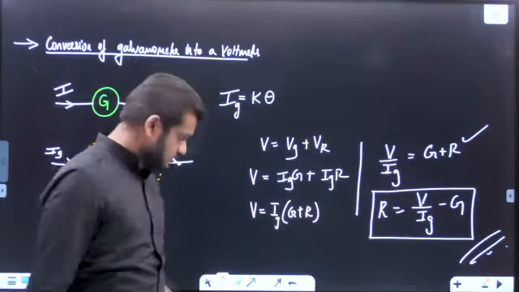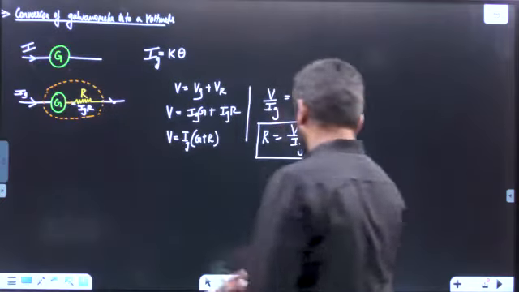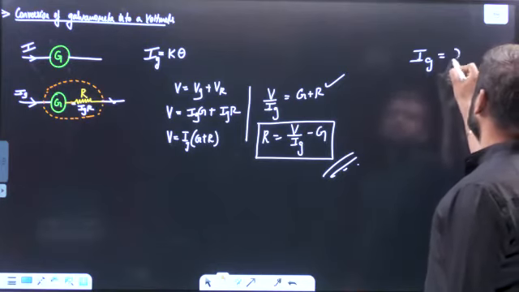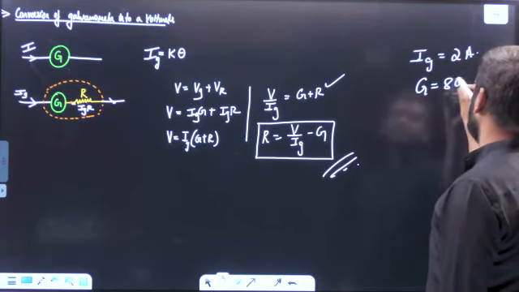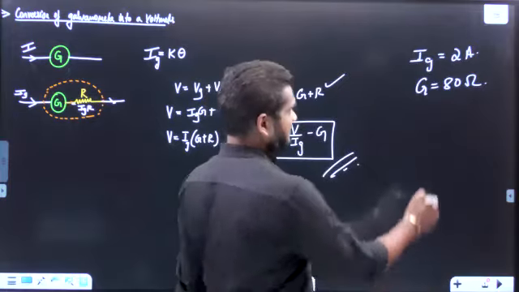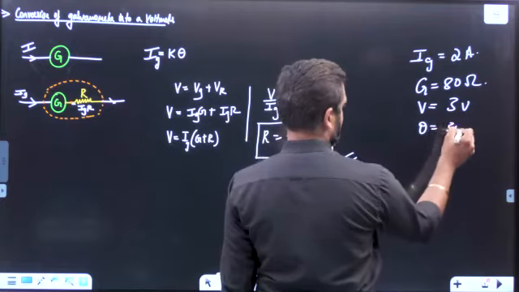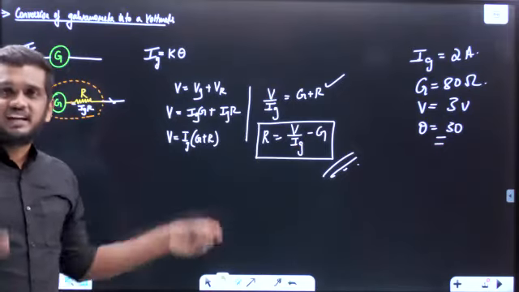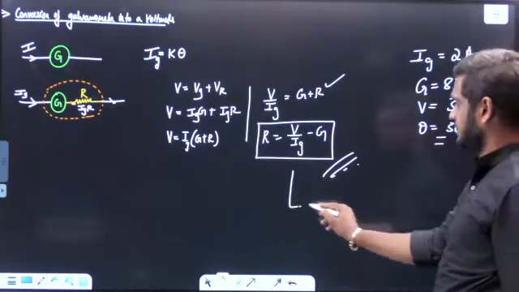So suppose, let's say, I'll give you a galvanometer where the current required for full scale deflection was 2 ampere. Resistance of the galvanometer was 80 ohms. And I want to make this galvanometer measure a maximum of 3 volt. Number of deflections was 30. So how much resistance are you supposed to connect in series with it?